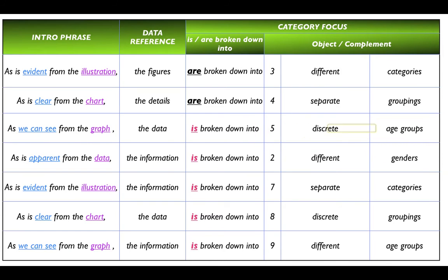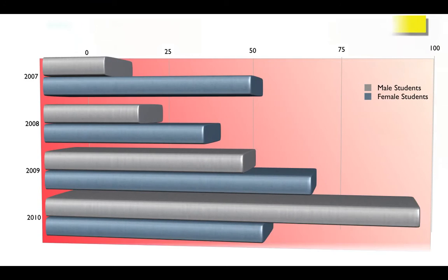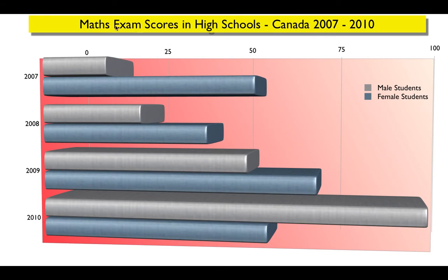Okay. Let's have a look now at how to describe a bar chart. So here you can see a bar chart. It shows maths exam scores in high schools, Canada, 2007, 2010. These are male students, these are female students. So you've seen the data. You can see 2007, 2008, 2009, 2010, and you can see the scores from 0 to 100. You can see this is the males and this is the females.